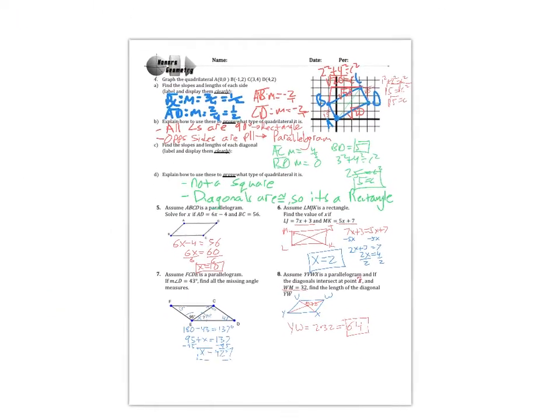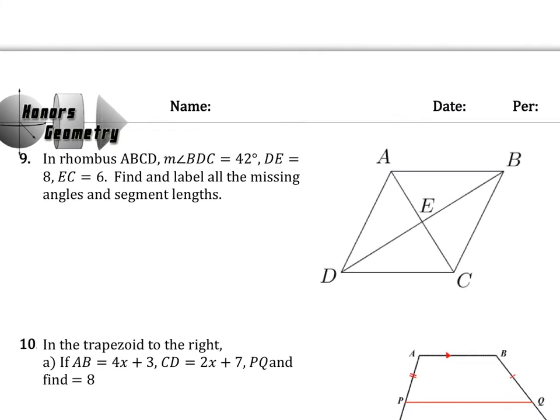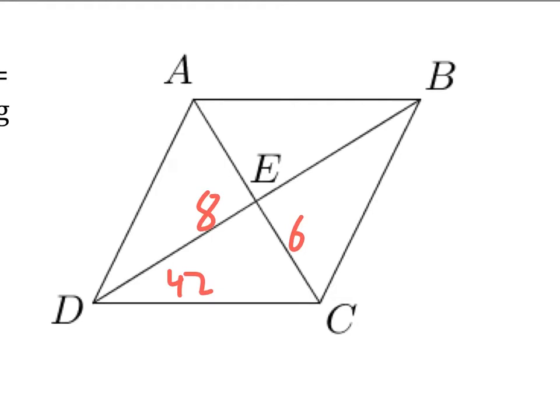All right, one more page. Let's check it out. Got a rhombus. And in this rhombus, we know that BDC is 42. We're told that DE is 8. And EC is 6. We want to find all the missing angles and segment lengths, all right? Let's find everything. Well, since it's a rhombus, this is perpendicular. These are all 90 degrees in the middle. We know that since a rhombus is a parallelogram, the diagonals bisect each other. So those have to be 6 and 8.